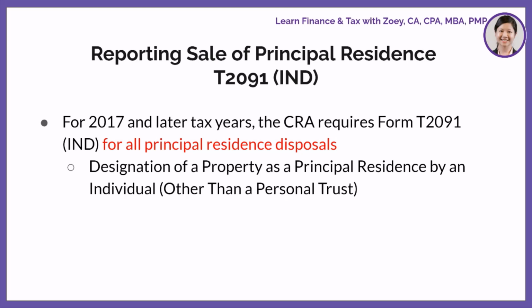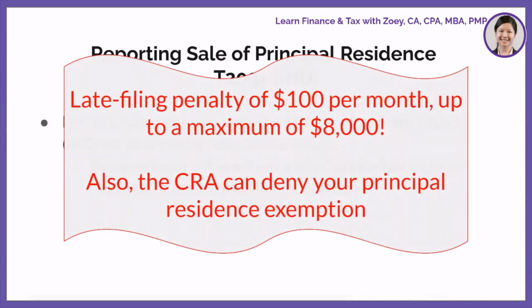It is very important to comply with the requirements, as there is a late filing penalty of $100 per month, up to a maximum of $8,000. In addition, if you do not report your sale of principal residence, the CRA can deny your principal residence exemption.